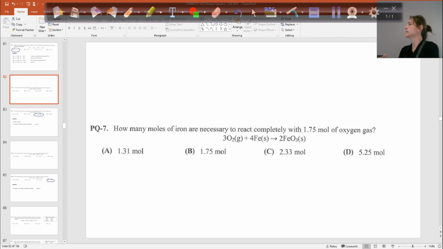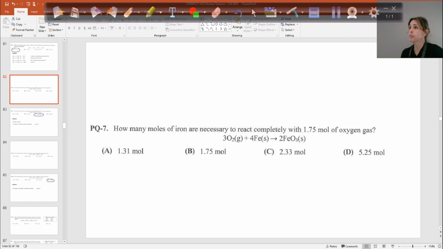So stoichiometry is about, once you have a balanced chemical equation, you want to figure out a way to predict how much products you're forming, or you might want to ask the question how much of this second reactant you need to react stoichiometrically with a given amount of the first reactant. So let's see, in this case, it's asking how many moles of iron are necessary to react completely with 1.75 moles of oxygen gas. And they give us the balanced chemical equation.